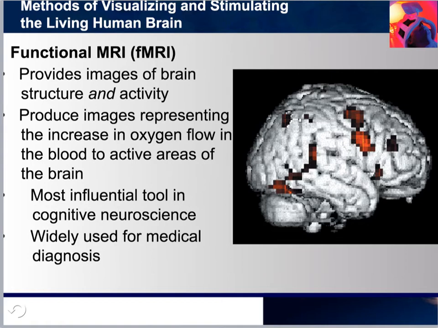fMRI is possible because of two attributes of oxygenated blood. First, active areas of the brain take up more oxygenated blood than they need for their energy requirements, and thus oxygenated blood accumulates in active areas of the brain. Second, oxygenated blood has magnetic properties that influence the radio frequency waves emitted by hydrogen atoms in an MRI. The signal recorded by fMRI is called the BOLD signal, the blood oxygen level dependent signal.